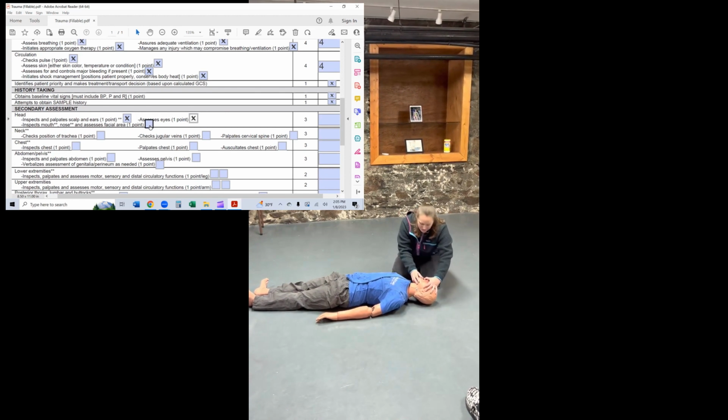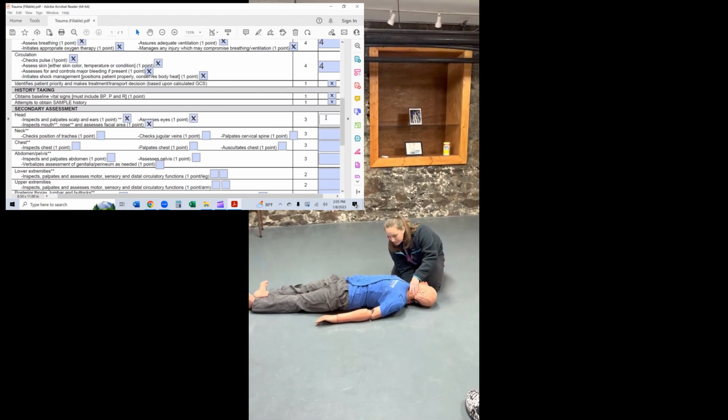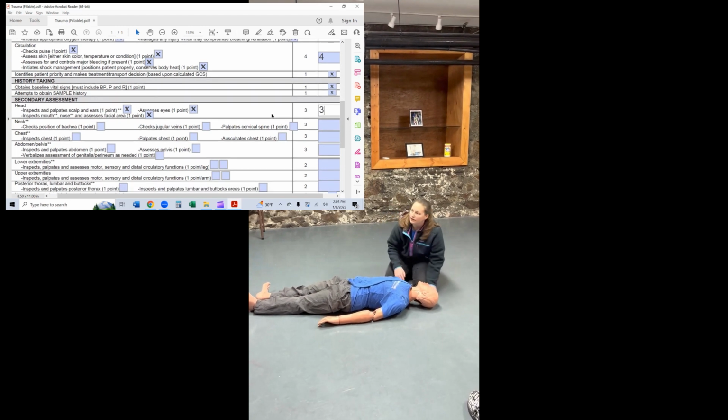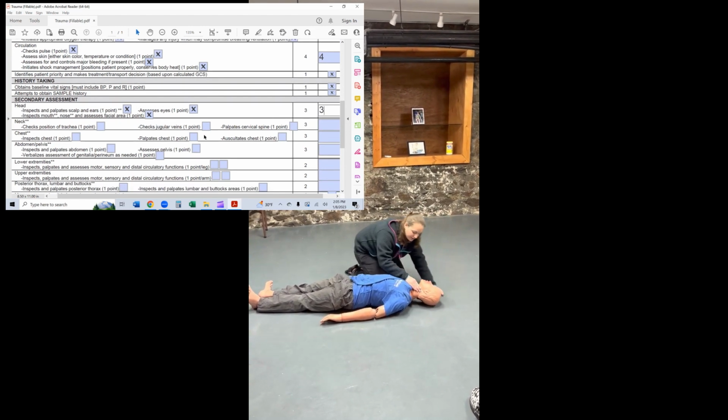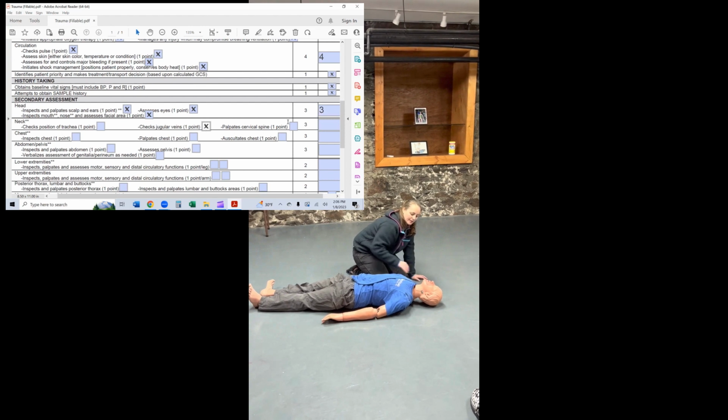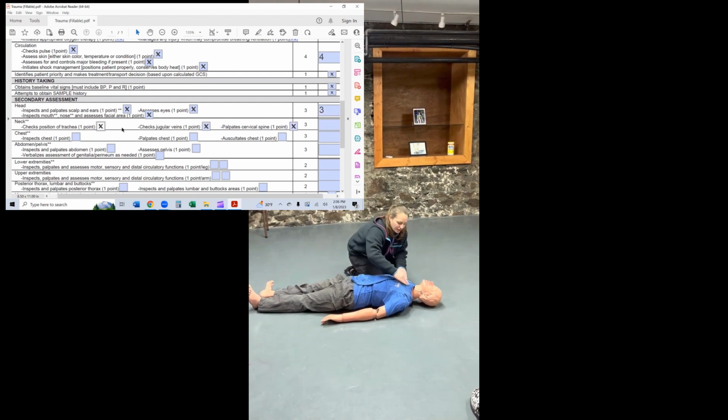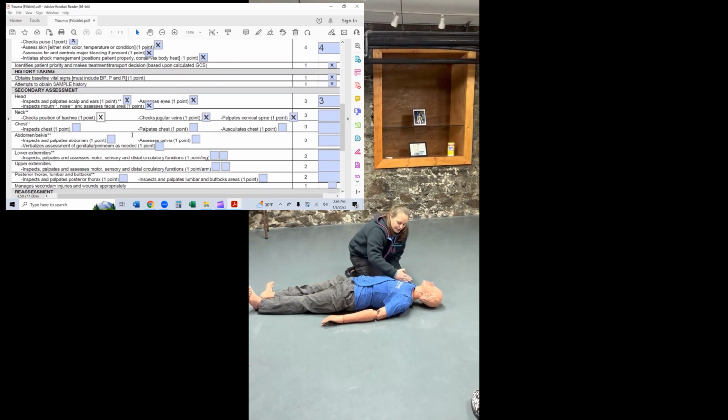I'm gonna look in the mouth and see if I see anything else. Checking the back of the cervical spine, checking for JVD and tracheal deviation. And I'm gonna go ahead and have my partner put a C-collar on. I'm gonna check the clavicles. I'm gonna come down the chest.